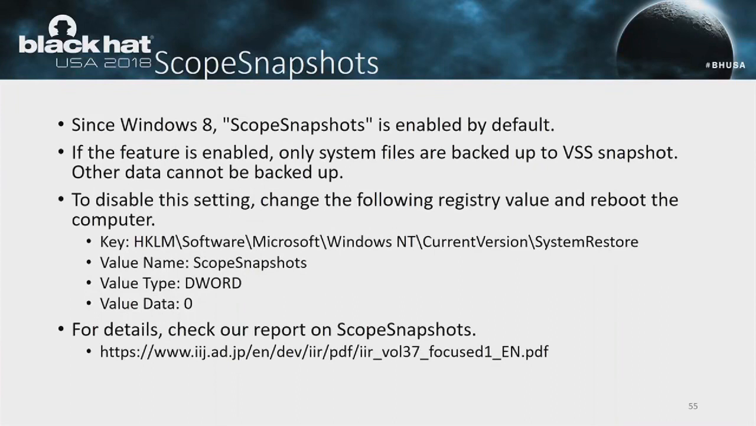And now I want to talk about scope snapshots because it is one of the very important parameter of VSS. Since Windows 8, scope snapshots is enabled by default. If the feature is enabled, only system files are backed up to VSS snapshot. Other data cannot be backed up. To disable this setting, change the following registry value and reboot the computer. Okay, this registry key and values. For details, check our report on scope snapshots.